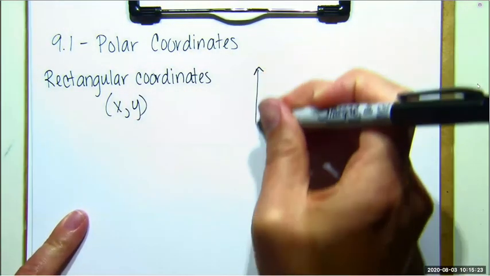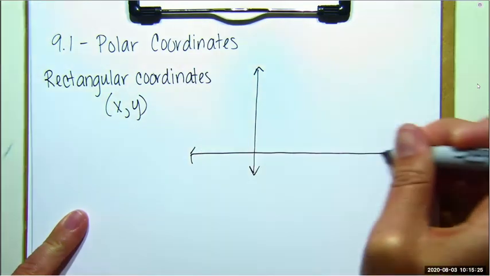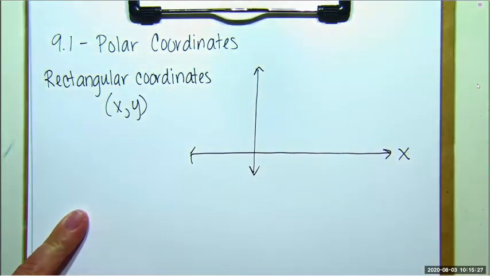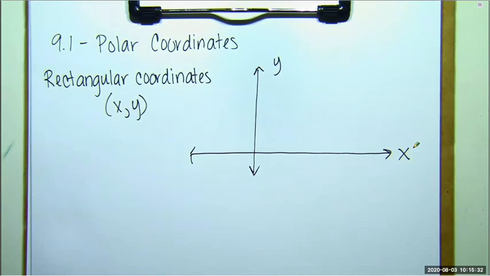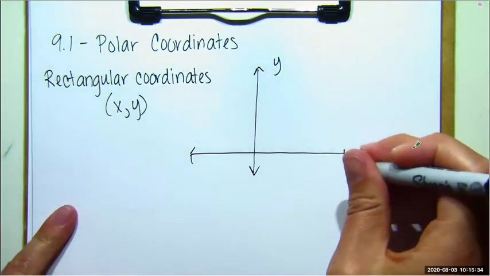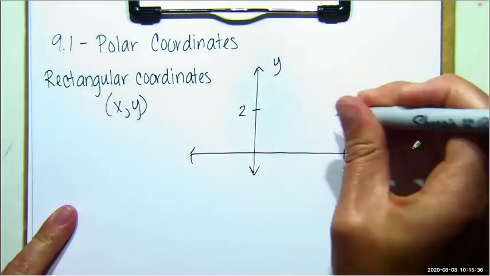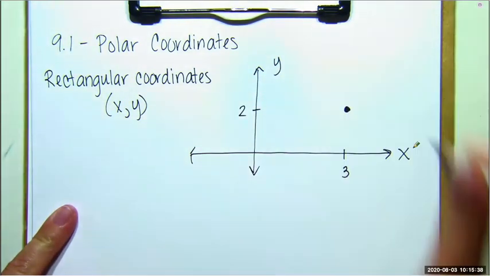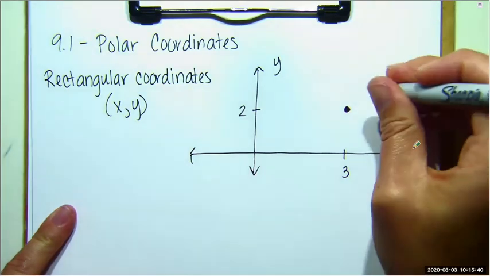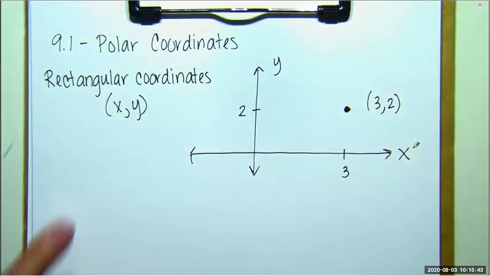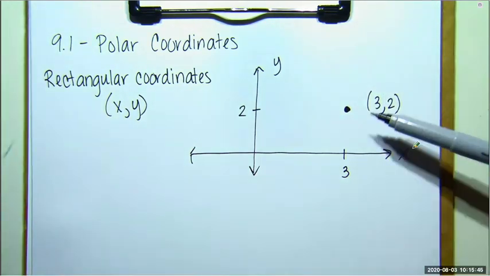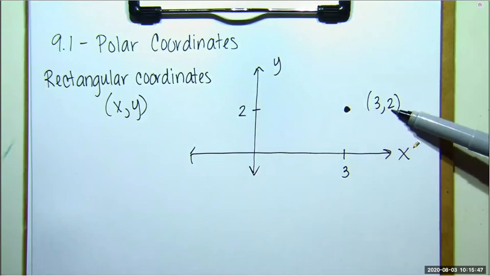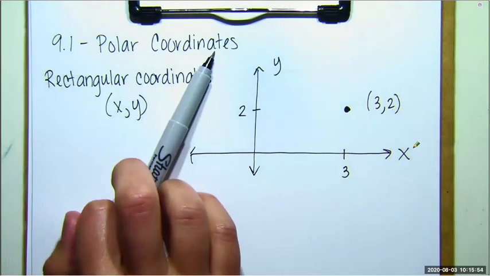So for example, here's our x-axis, here's our y-axis. We might have had a point that was 3, 2, and it looked something like this. This is called rectangular coordinates when we have things in terms of x, y. What we're going to do in this section is learn a new way to represent a point in space, and that's with something called polar coordinates.